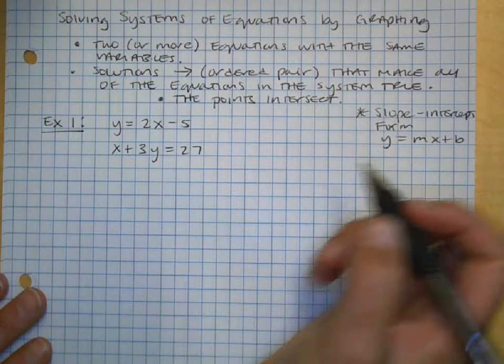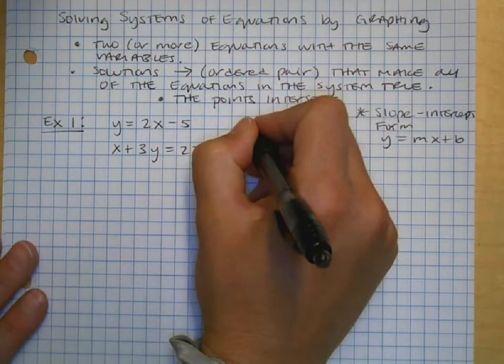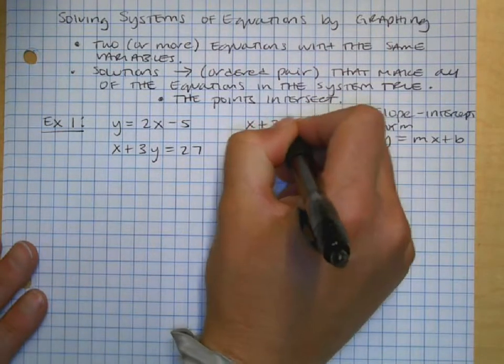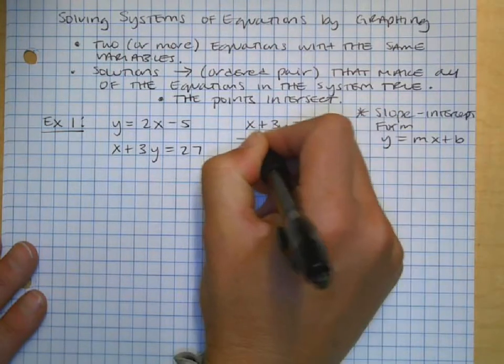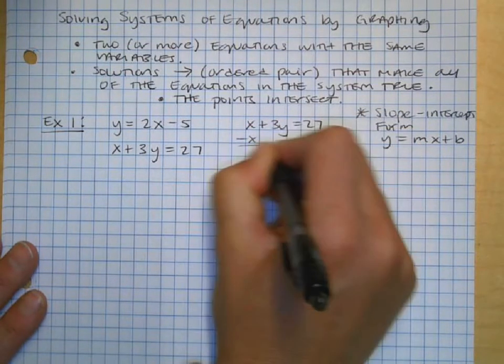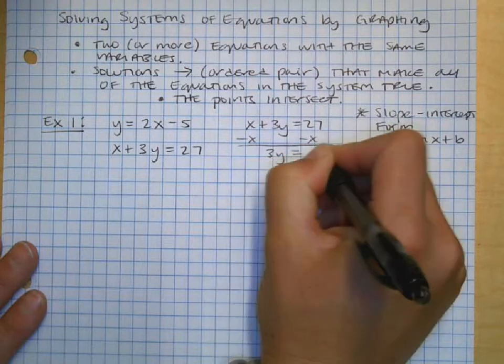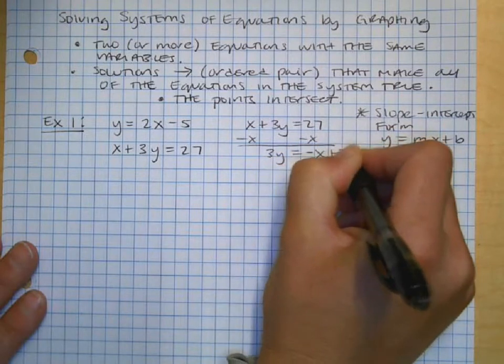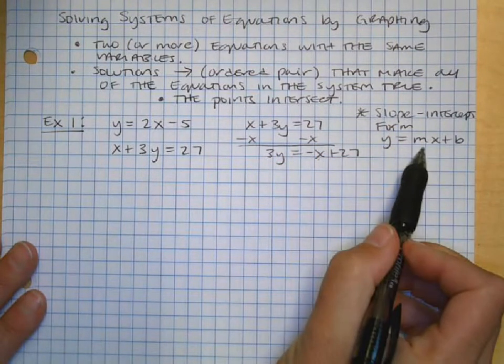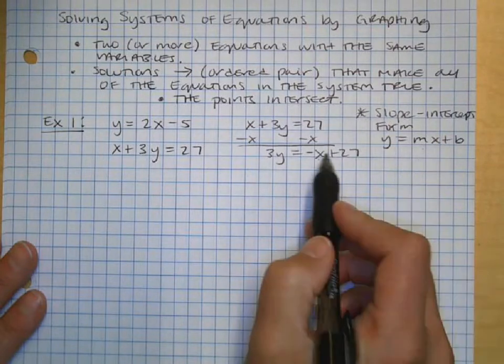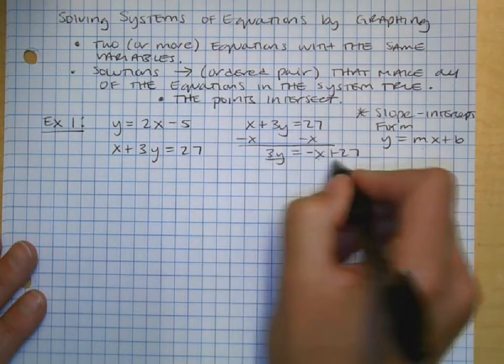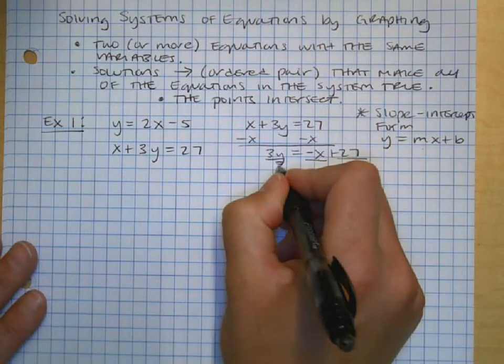Now we have to get y by itself in the other equation, so I'm going to do some side work with it over here. I'm going to subtract x from both sides, leaving me with 3y equals negative x plus 27. I put the x in front of the 27 because the x comes before the b value. Now I'm going to divide each of these by 3.